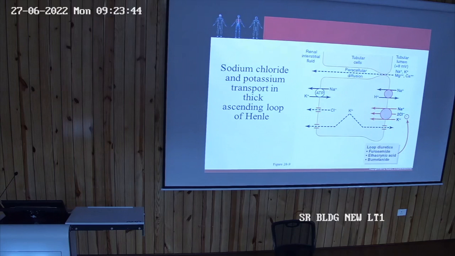Okay, so you have to remember at least one example. Okay, what is the example of loop? What is the example which is acting on the distal convoluted tubule or the different part of the nephron? Okay, and the mechanism is it is inhibiting the reabsorption of sodium and chloride.